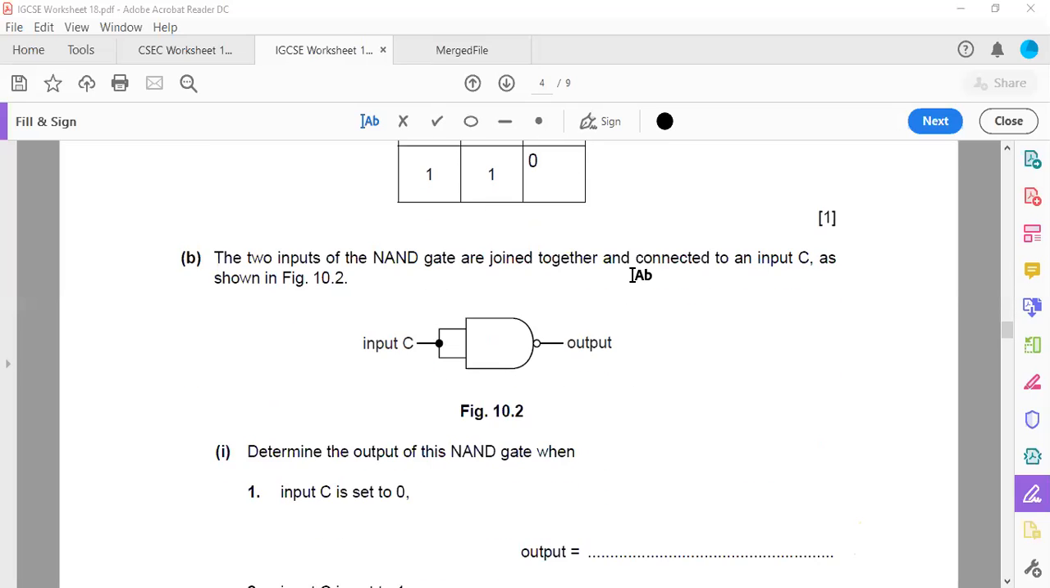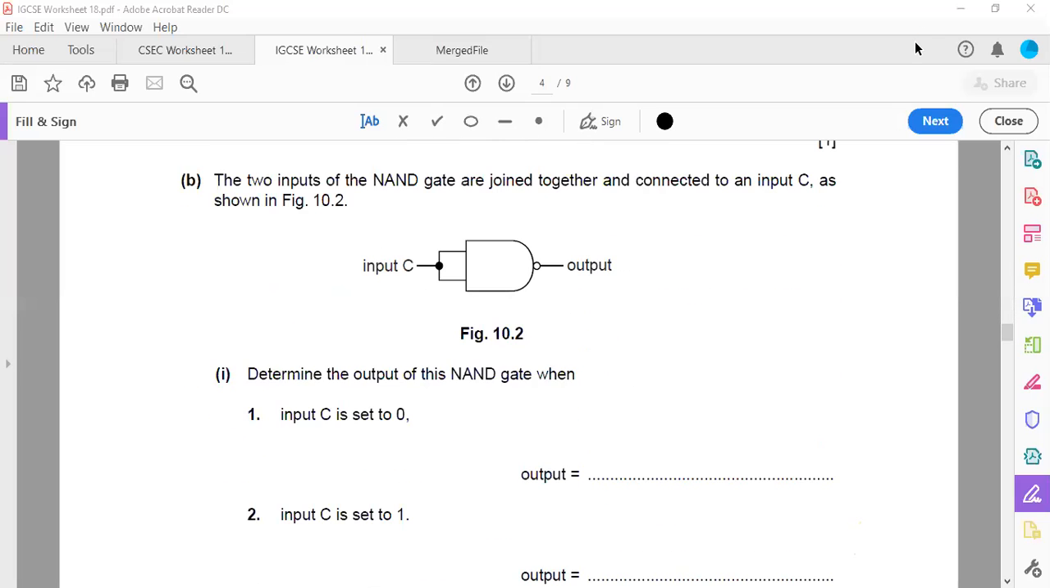Nice. So we're going on to part B of the question now. The two inputs of the NAND gate are joined together. So you have two inputs, which means that if your input is 0, you're going to have a 0 coming in here and a 0 coming in here. They are connected to input C as shown.